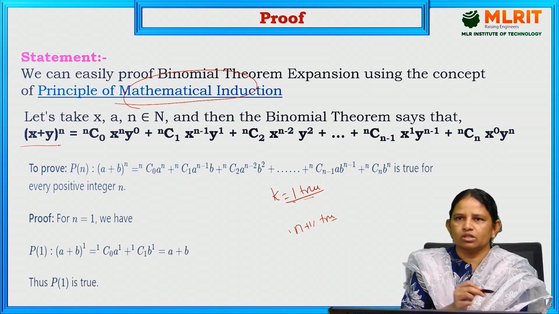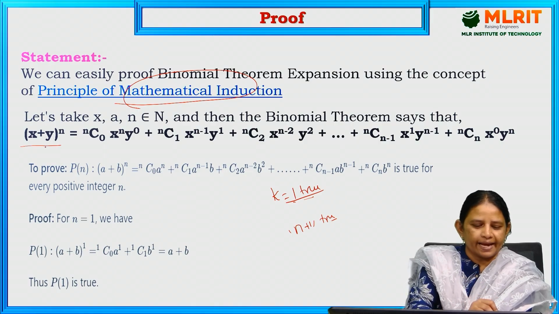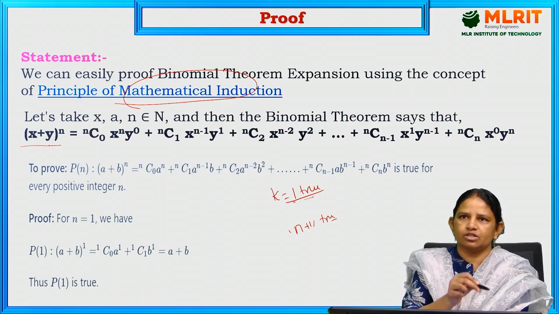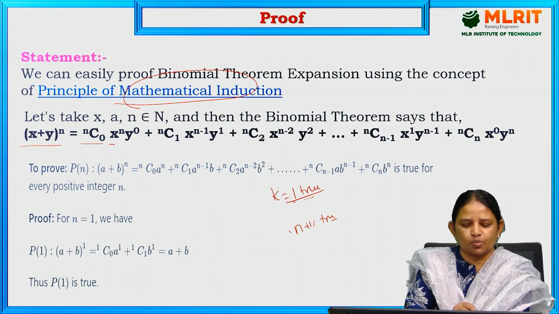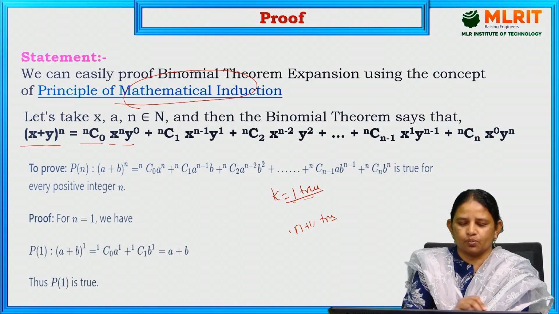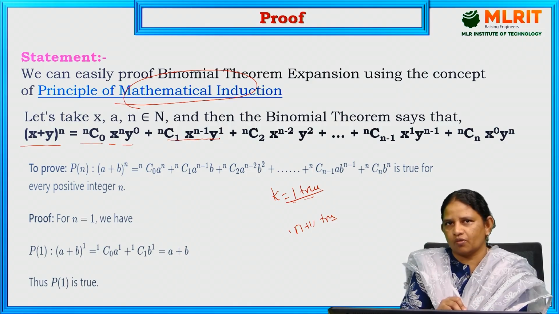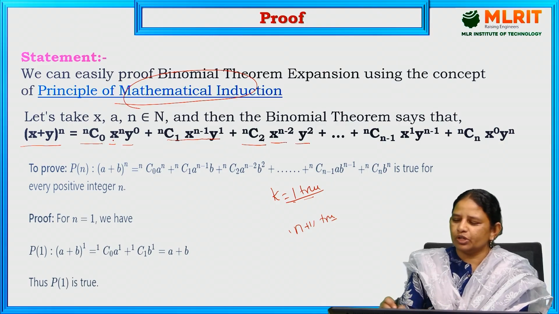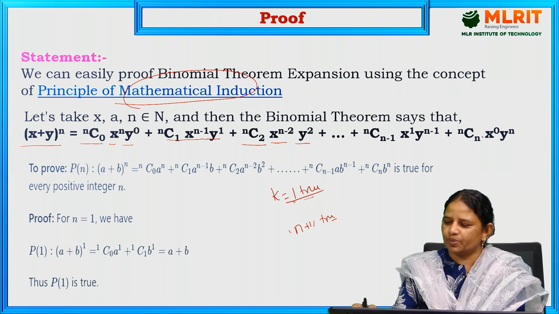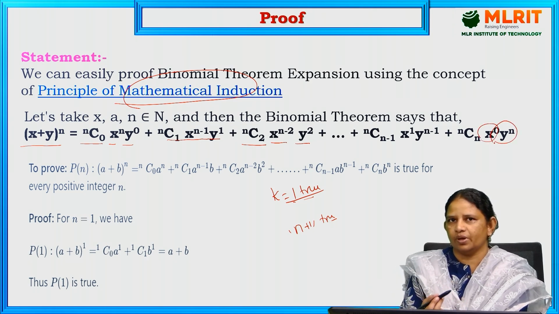The binomial theorem consists of only two terms in the expansion, x and y, with powers of n. It is expanded as nC0 x^n y^0, then nC1 x^(n-1) y^1, and nC2 x^(n-2) y^2. As you go on, the powers of x will be decremented and the powers of y will be incremented.